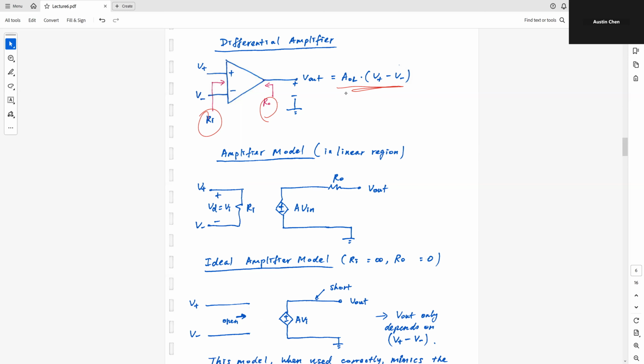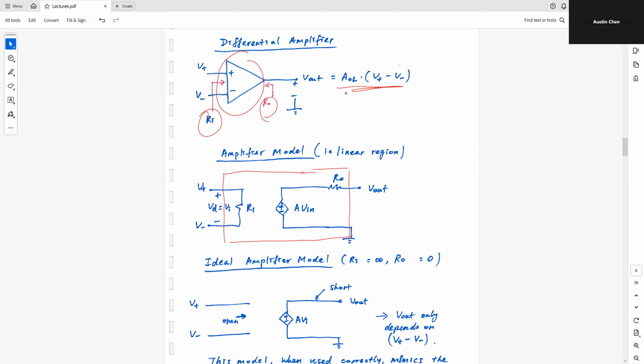All right, and then I can also open up this triangle, and then I can replace this triangle with my model that we just created. So this will be the model that we can use to emulate the behavior of this op-amp by using some simple dependent source and resistor.